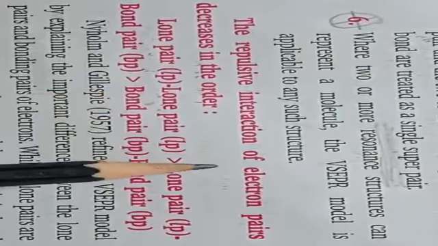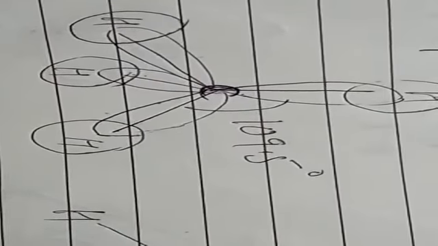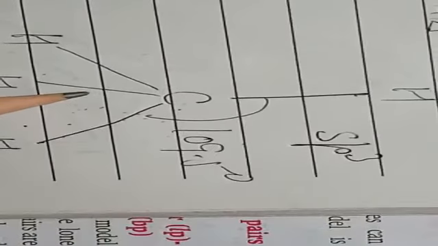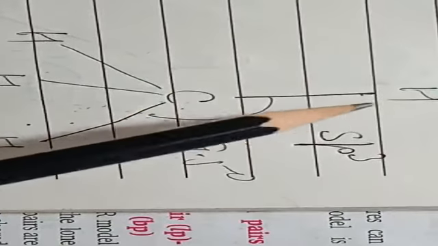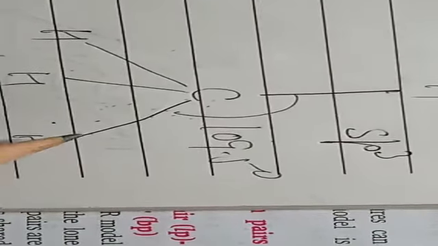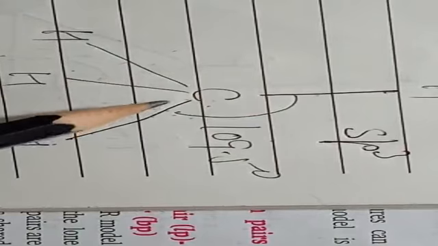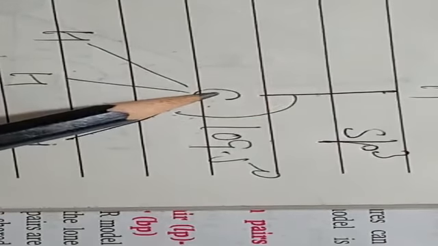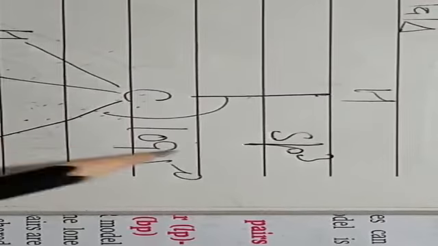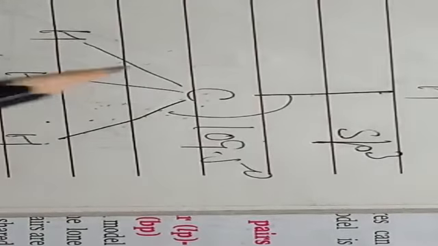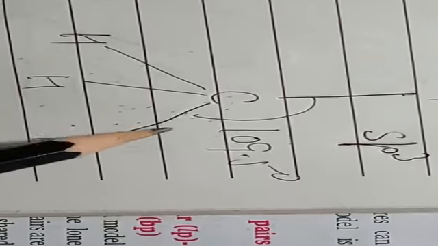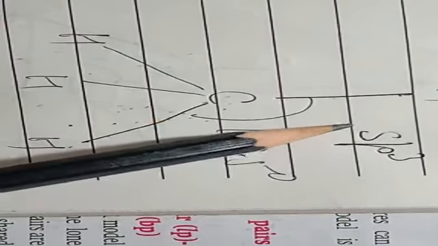Okay students, now for example, as you can see here, this methane molecule. Methane has a central atom and four hydrogen atoms. So all four bond pairs of electrons are arranged tetrahedrally around the central atom. That is why the shape of this molecule is a tetrahedral structure, tetrahedral geometry. Okay, and methane is an sp3 hybrid compound.